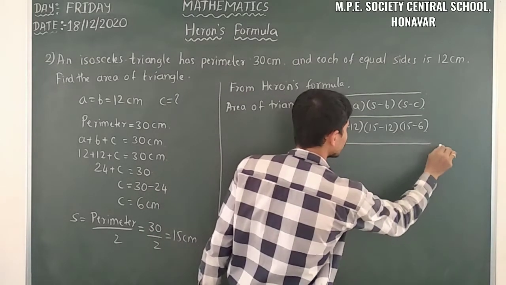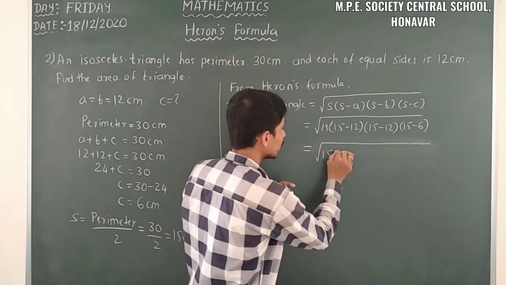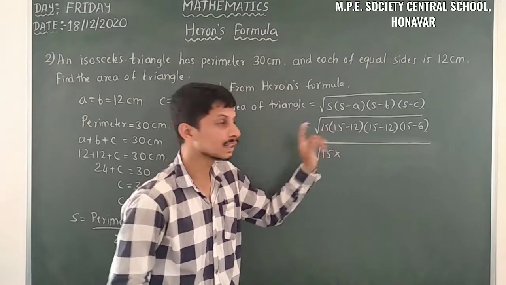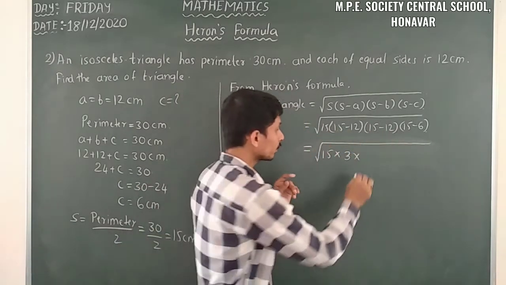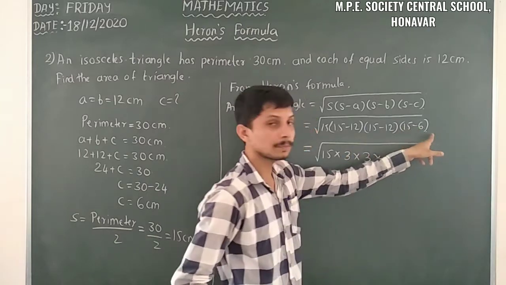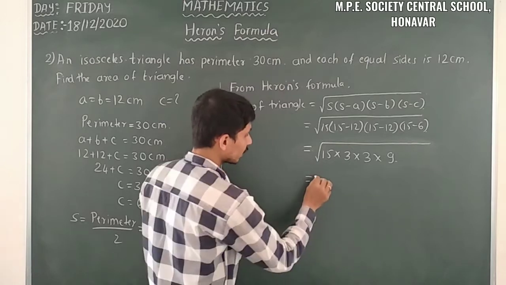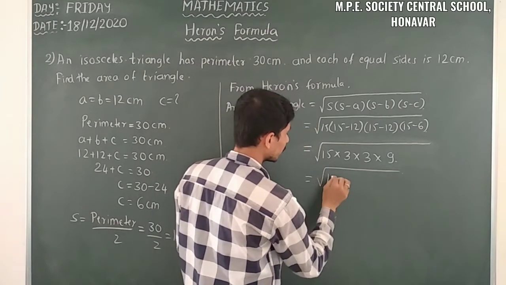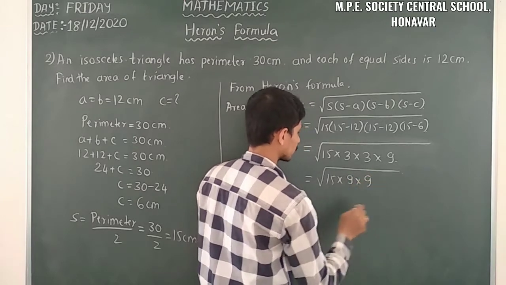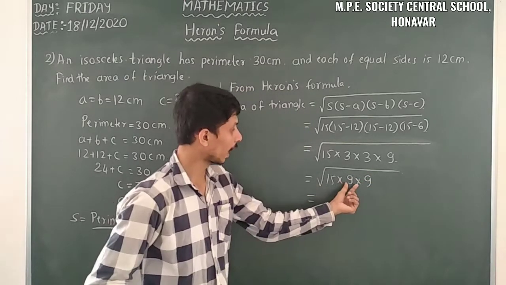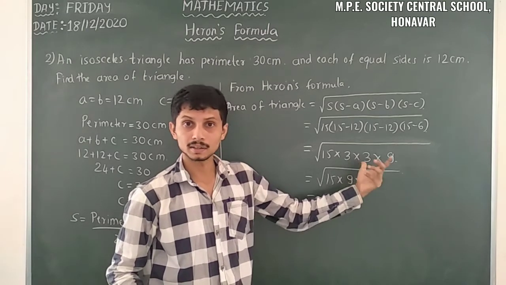Square root of, so here we have to simplify. So it is 15, so we have to write like this only, and 15 minus 12 it is 3, then 15 minus 12 again we have 3, and for 15 minus 6 it is 9. Yes, so here again we can simplify, 15 into 9 into 9. Here just observe we have 9 into 9, so 9 into 9 we can write it as 81.